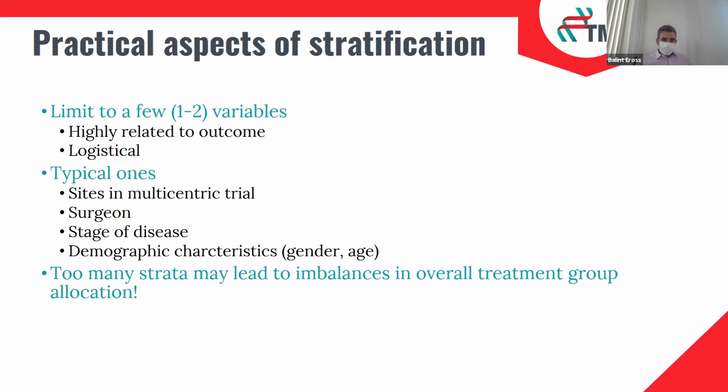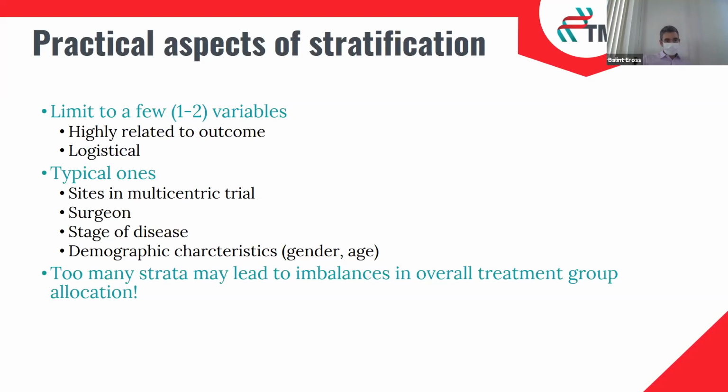A few practical aspects of stratification. You can stratify for at most 2 variables. These variables are highly related to the outcome. So for instance, if it's obesity or the gender, which is the most important factor from the outcome point of view, then it should be gender. A logistical variable can be another example. A few typical ones we have already discussed: if you do a multicentric trial, the number one stratification is usually the stratification for sites.